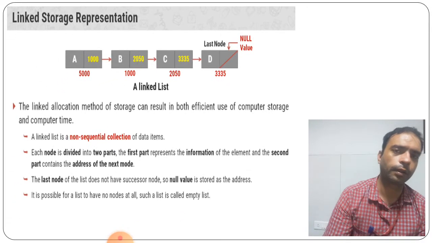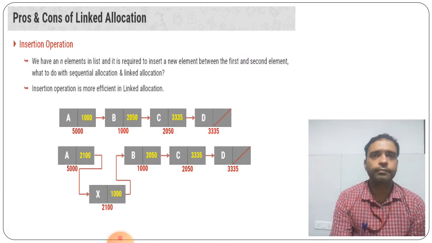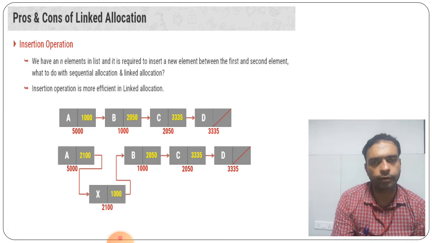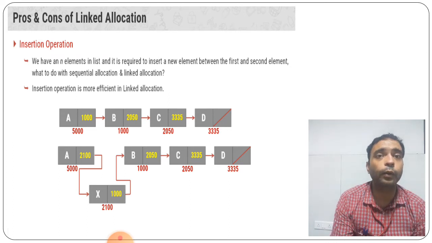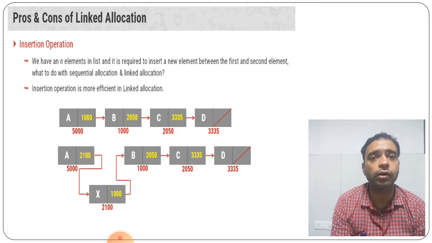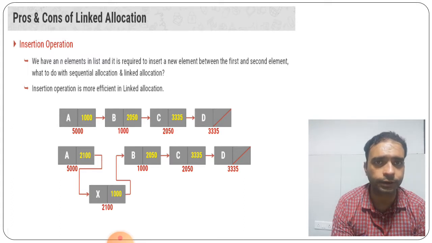Now, the next part: what are the pros and cons, that is the advantages or disadvantages, of this linked allocation. First we are going to see the insertion operation. The insertion operation is an advantage, as it is more efficient in the linked allocation, since we can insert anywhere in the list.